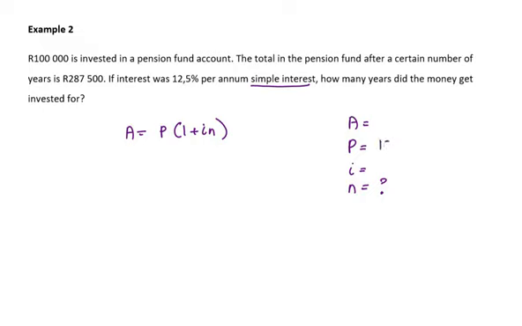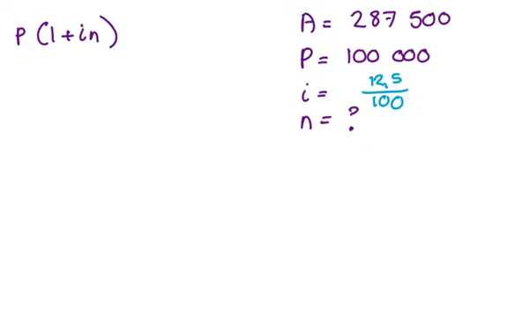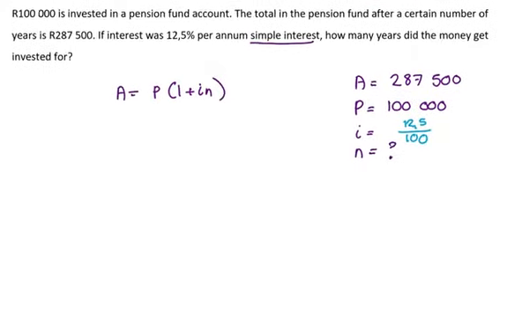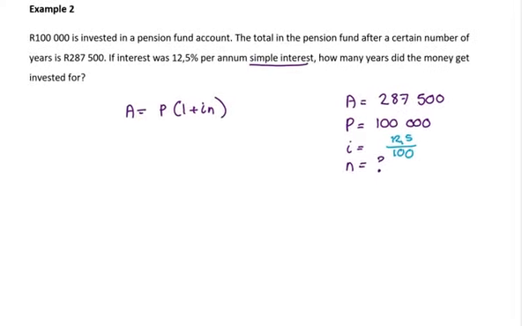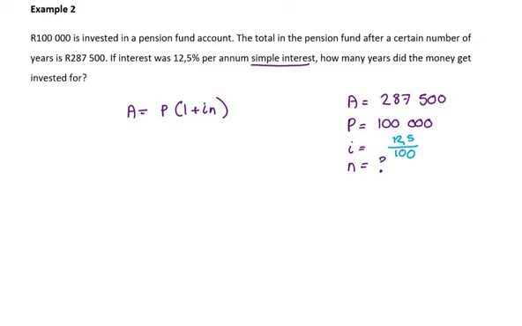So 100,000 Rand was invested, so that's my principal amount. It grew to 287,500. And my interest rate, now this is where you can use different ways to explain this interest rate. You could say 12.5 over 100. Now personally, I don't like that because I don't like fractions. I also don't like percentages. So I probably wouldn't write it like that, because then my formula has a fraction in it.